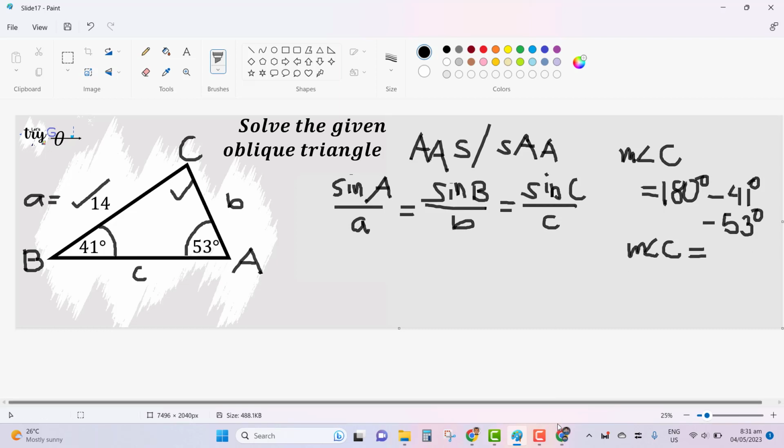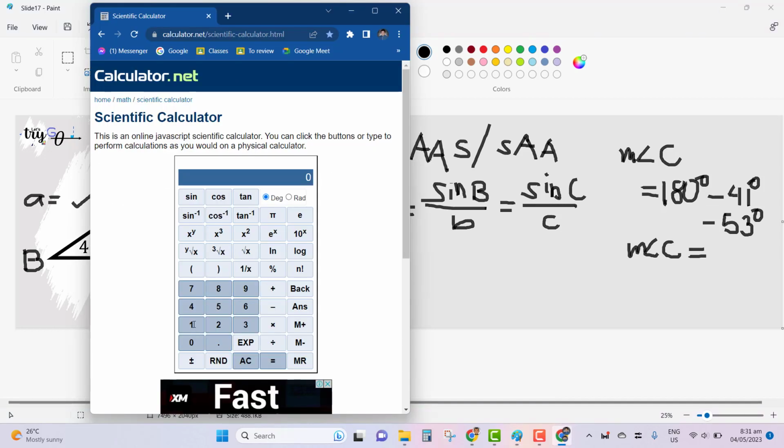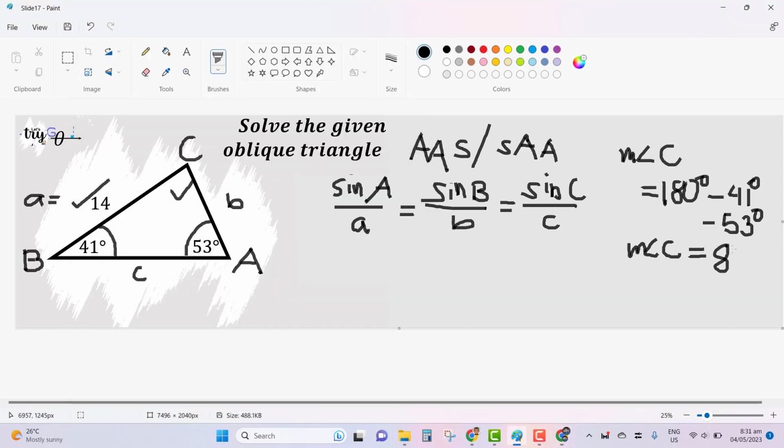To solve this properly, you can use this calculator here. You'll have 180 degrees minus 41 minus 53 degrees. So you have exactly 86 degrees as the measurement of angle C. Now, we are done with the measurement of the first angle. We are now going to proceed to measuring side B and side C using the formula for the law of sines. To do that, let's input all of the values here.